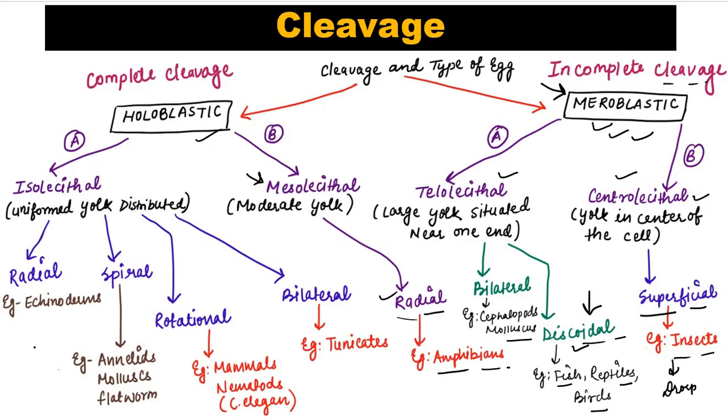So this was the whole categorization of cleavage. From this area there are different kinds of questions, mainly in CSIR UGC NET Part B. You are going to get questions from this area, and obviously you have to memorize all these classifications depending upon the egg condition, the special cleavage, or whether the cleavage is complete or incomplete.